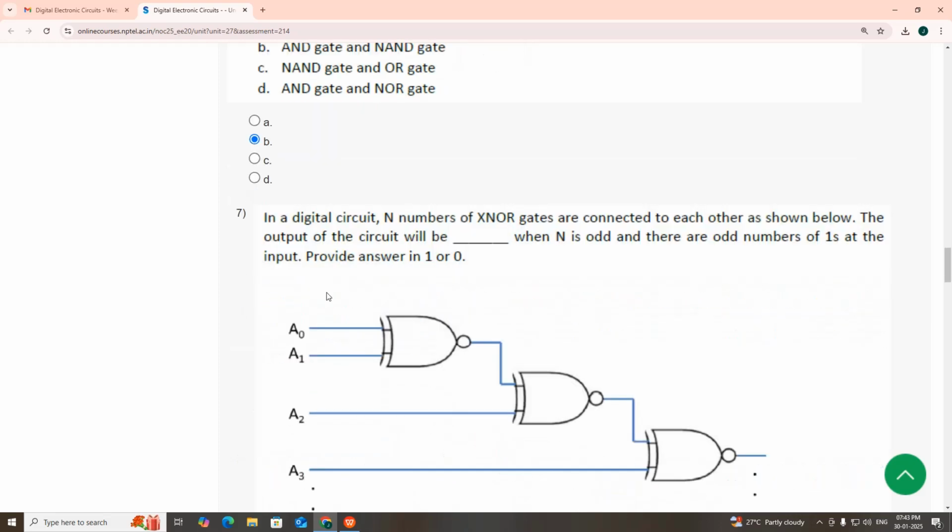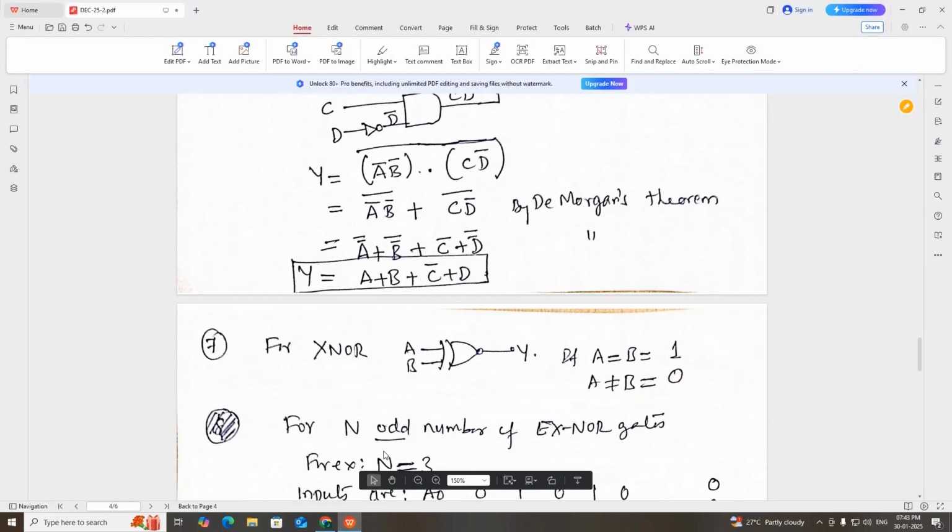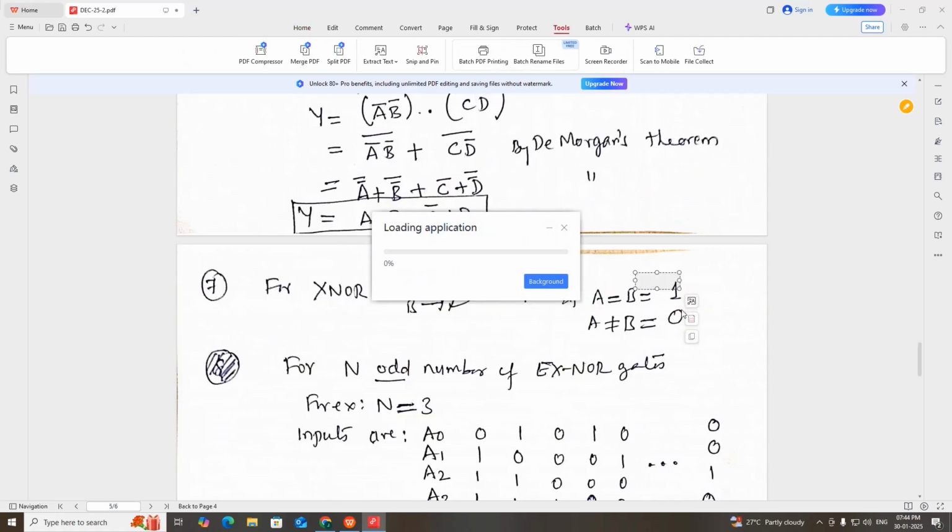Let us move to the seventh one. For the seventh one, we'll see XNOR operation. If A is equal to B is equal to 1, we'll get, if A is equal to B, output Y is equal to 1. And if A is not equal to B, Y is equal to 0. So there is a correction. This is output Y.